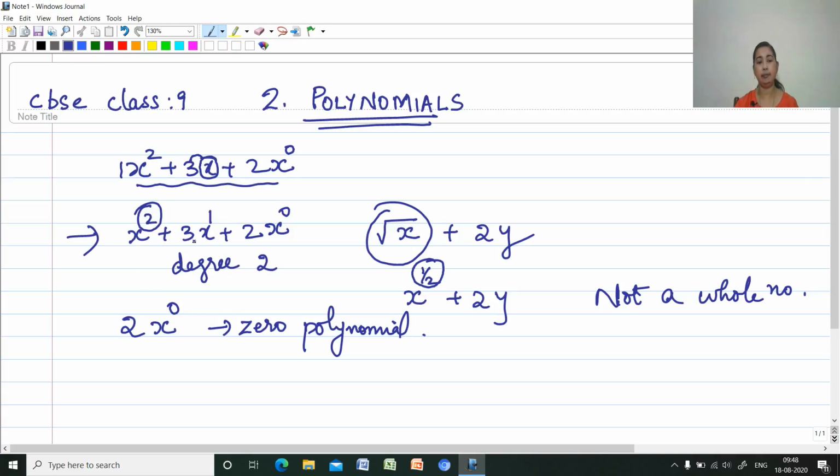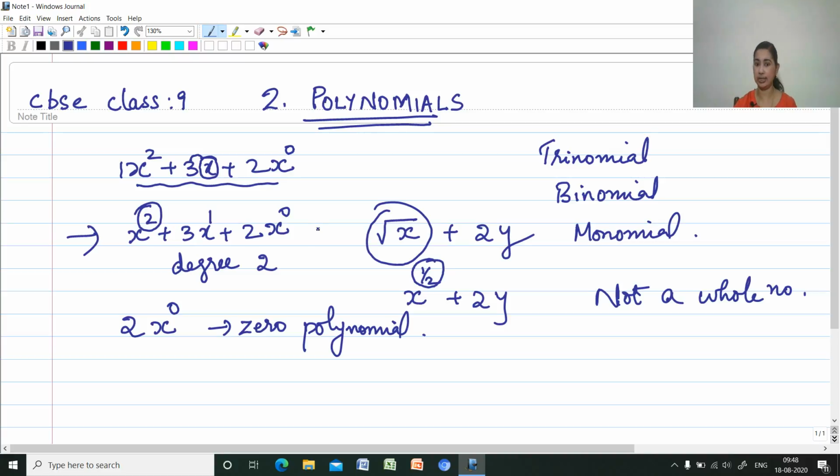And it is a polynomial having 3 terms, so we call it a trinomial. If there are 3 terms, we call it a trinomial. If there are 2 terms, we call it a binomial. If we have only one single term, we call it a monomial.